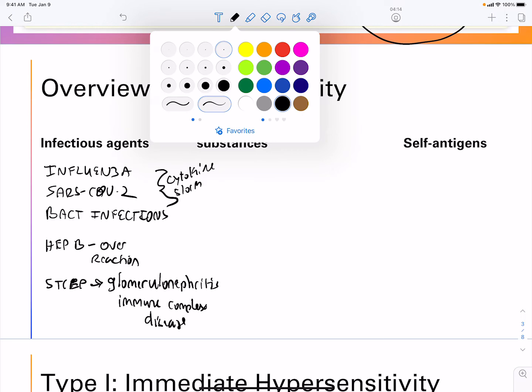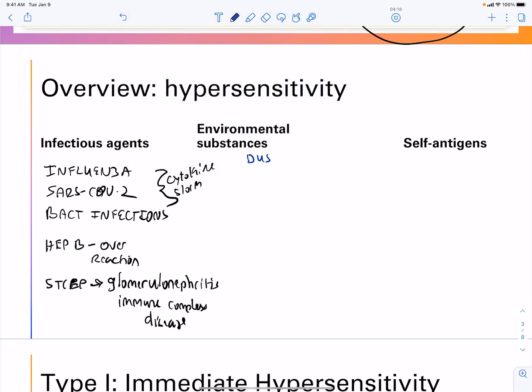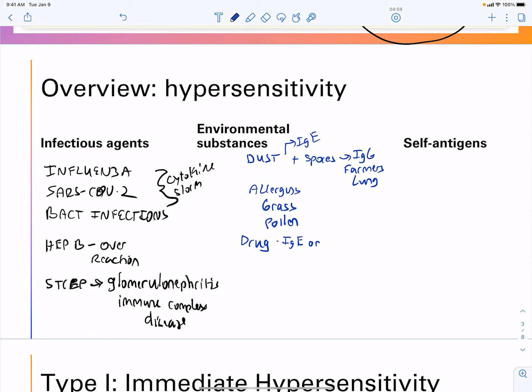And then you have your environmental stimulus. You can have dust, and dust can lead to an IgE, which will lead to allergies. Or you can have dust plus spores, and that can lead to IgG, or farmer's lung. You can have typical allergens, grass, pollen, and these are all going to be type 1 hypersensitivities, IgE. You can have drugs, penicillin. This could be IgE or IgG or T cell.